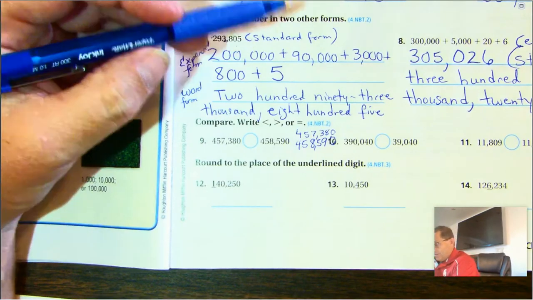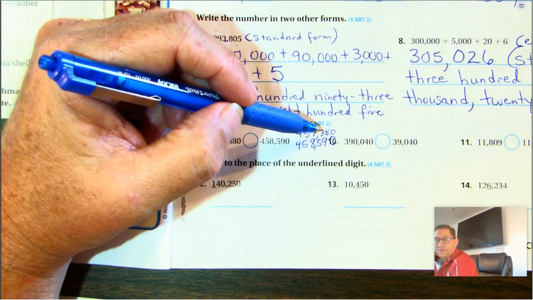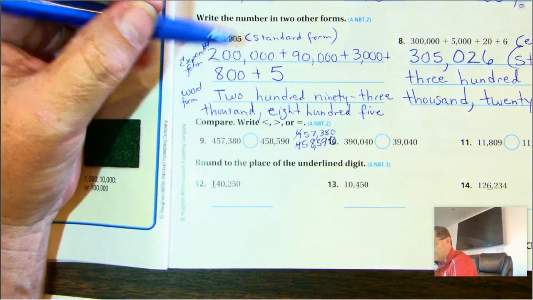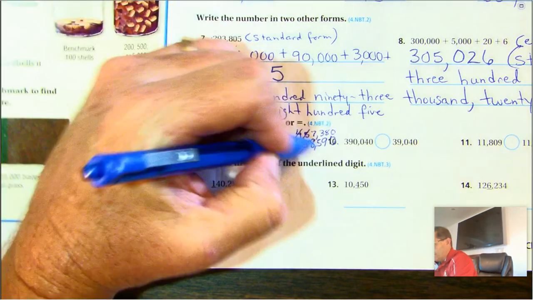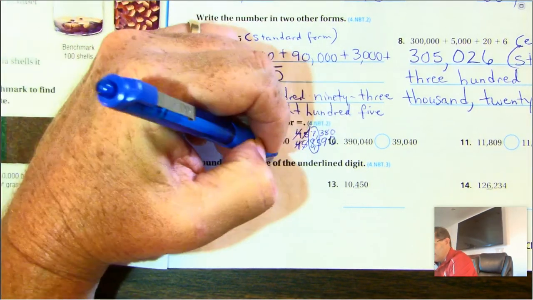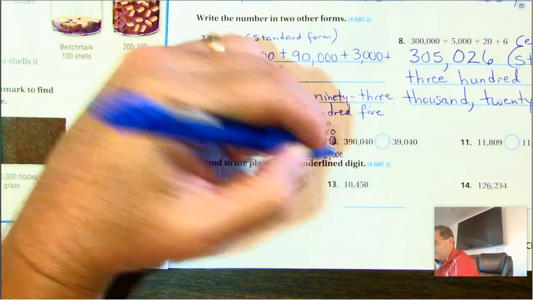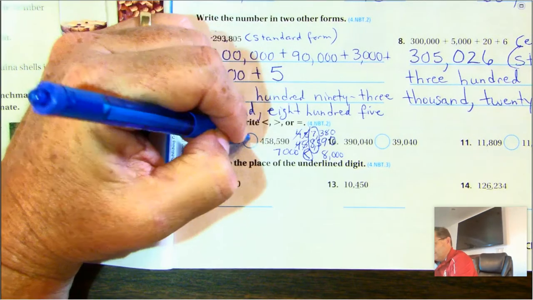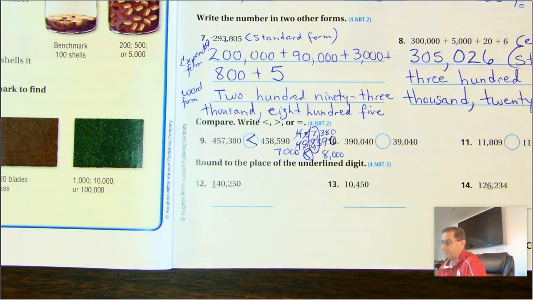Okay, and then once we have them by place value, we went left to right until we found a place value position that was different. So the 400,000s doesn't help. The 50,000s doesn't help. But then we get to 7,000 compared to 8,000. And here we know that 7,000 is less than 8,000. So 457,380 is less than 458,590.